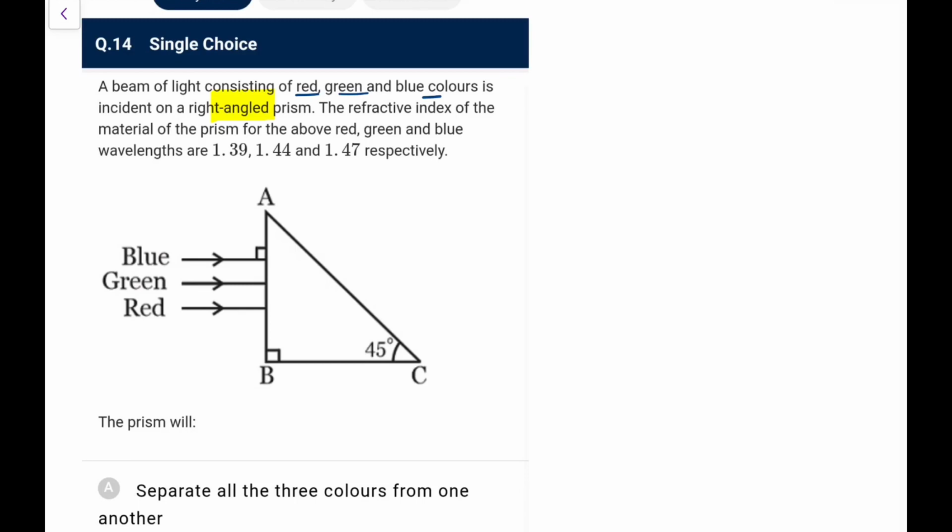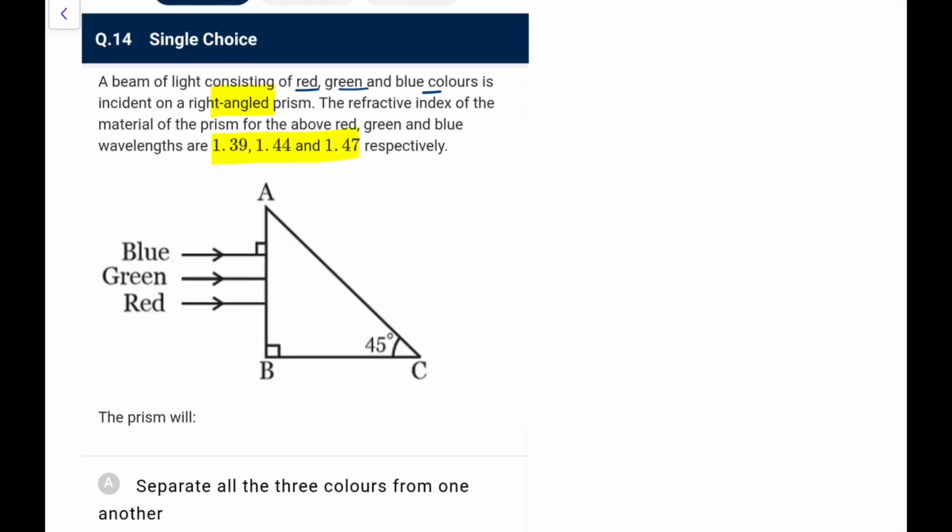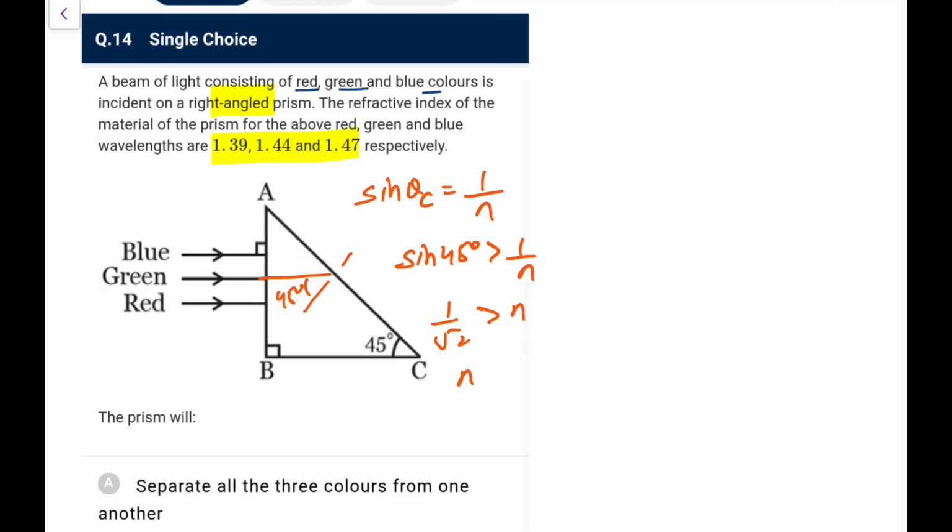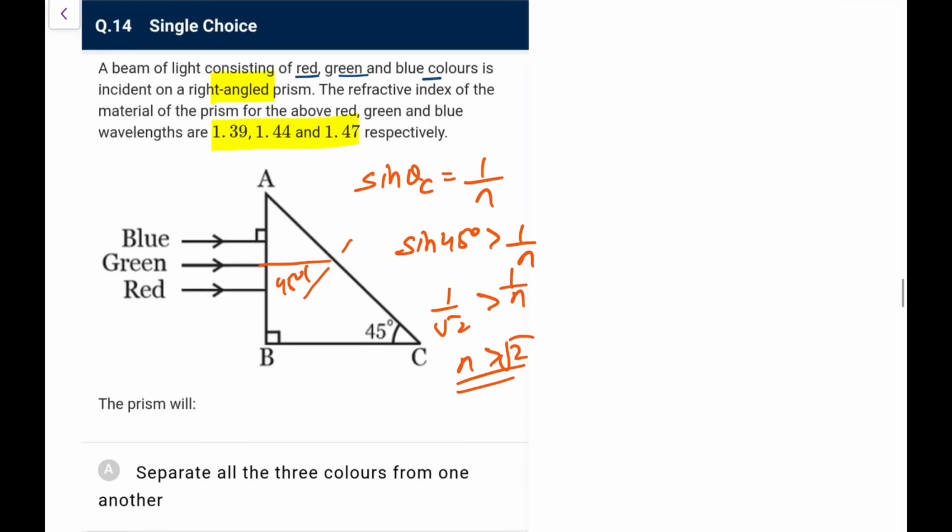Next, a beam of light consisting of red, green, blue is incident on a right angled prism. The refractive index for these three are given like this. So this is 45 degree, all will strike it at 45 degree. So first of all, I have to check what is sin theta c, that is equal to 1 by n. So if sin 45 degree is greater than this 1 by n, it will be TIR. So it should be greater than 1 by n. Sin 45 is 1 by root 2, which is greater than 1 by n, or you can directly say n should be greater than root 2 for TIR.